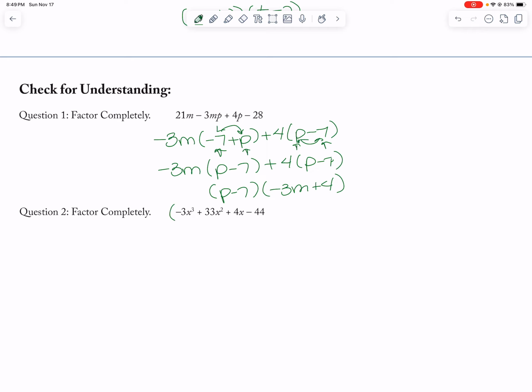Okay, and then let's look here. So negative 3x squared, so I'm left with an x minus 11, and then 4 can come out, and I'm left with an x minus 11. So x minus 11 and a negative 3x squared plus 4. All right, and that's it for this lesson.